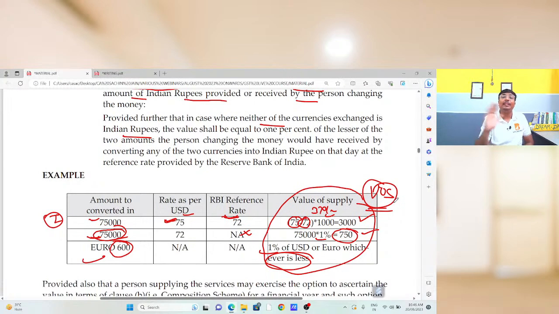If the RBI reference rate is not available, in that case, whatever the amount I want to convert, I need to take 1% of that amount. And the third situation is one in which I am not converting that amount into Indian currency. Suppose I have euro and I want to convert the same into US dollar. In that case, I need to convert both the currencies into Indian currency, and of the two, whichever is less, I need to multiply that amount by 1%, and that will become the value of supply in the banking industry.